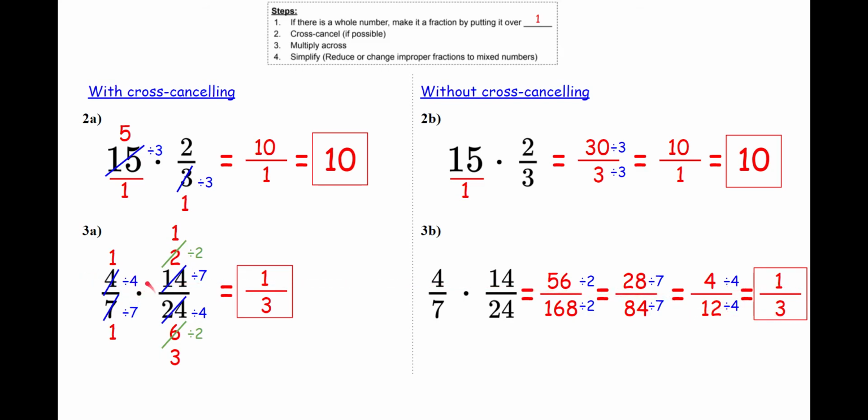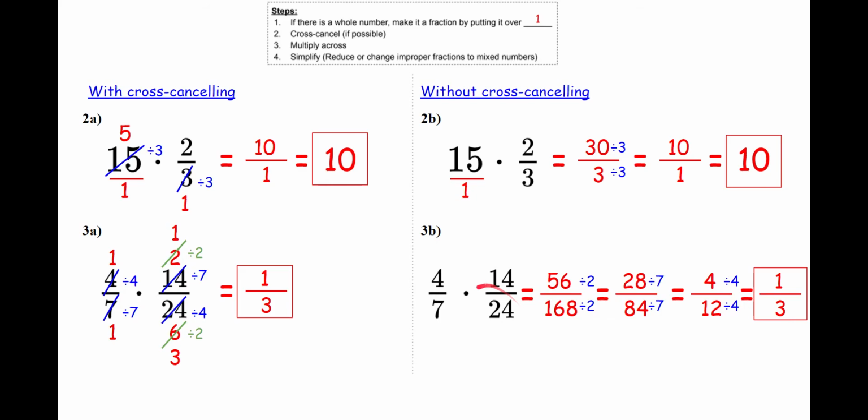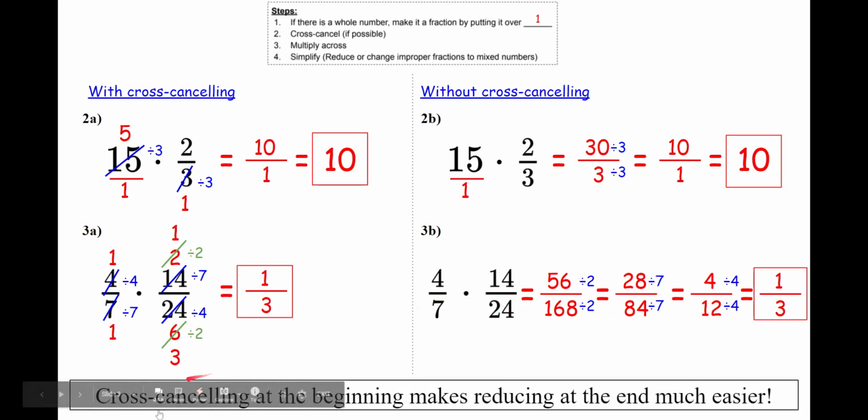So when you cross cancel, you're basically taking these smaller numbers and making them smaller. Whereas if you multiply straight across, you start off with some pretty big numbers that you have to reduce, which can make things difficult. So cross canceling at the beginning makes reducing at the end much easier.